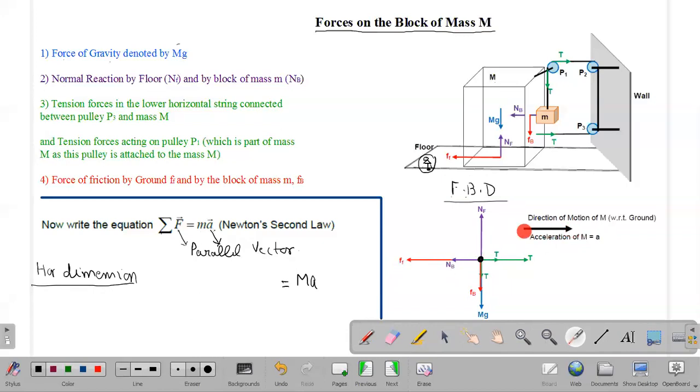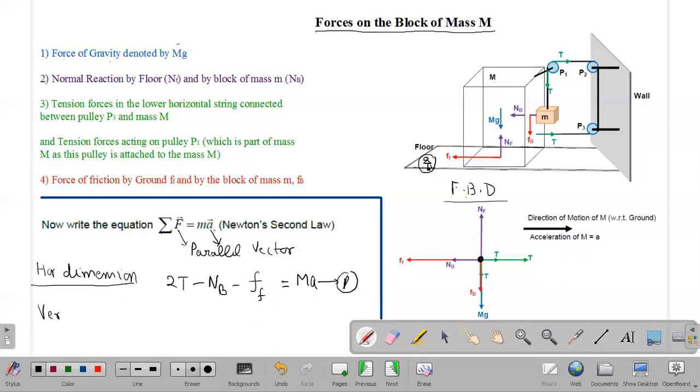So all forces which are parallel to the direction of a are T, T, NB, and FF. But this T and T, which means 2T, is in the direction of a. Normal by the block is opposite. Friction by the floor is opposite. So forces in the direction of a are positive, and the opposite forces are negative, and therefore the equation should be 2T minus NB minus friction by the floor equals Ma. This is my first equation.